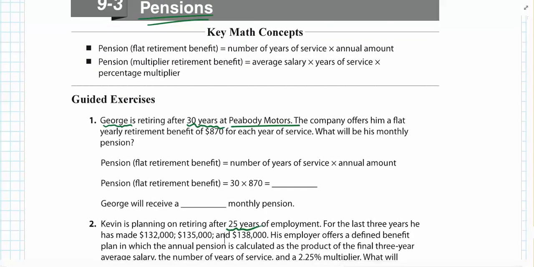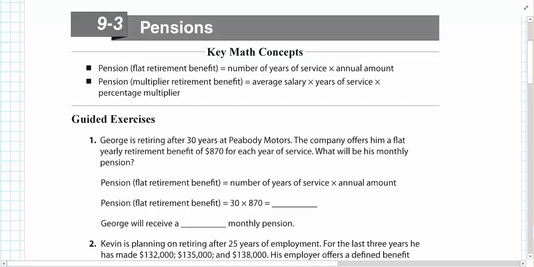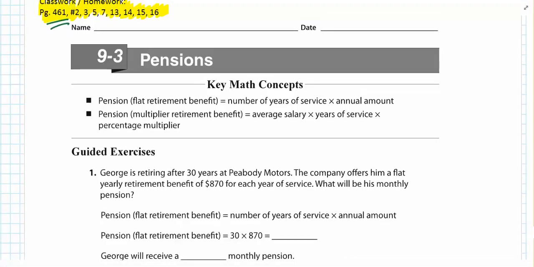So pensions aren't real common anymore, although they are still popular and common for government employees, school teachers, those that work for the state or the federal government, those that work in police and fire departments, as well as the United States military do receive pensions. For our discussion, we're going to see basically two different types of pensions.